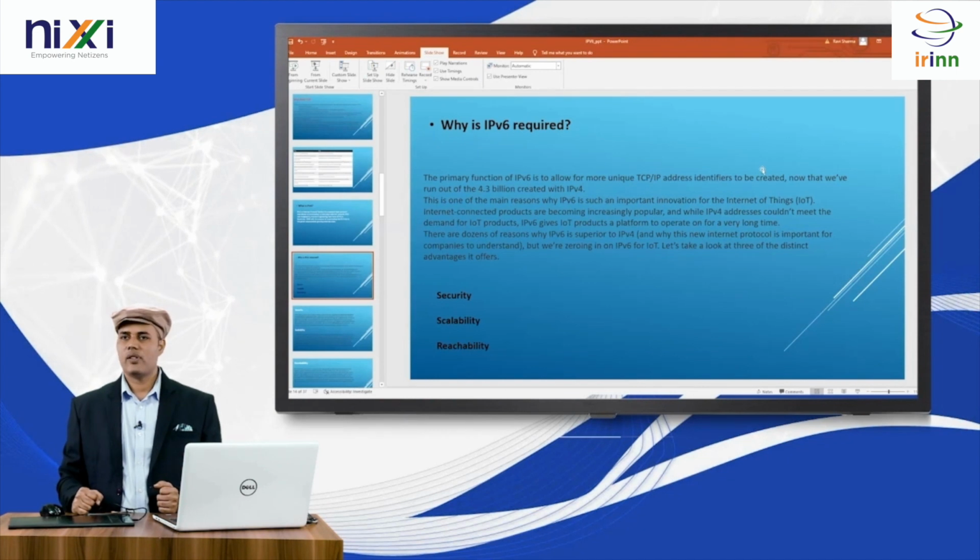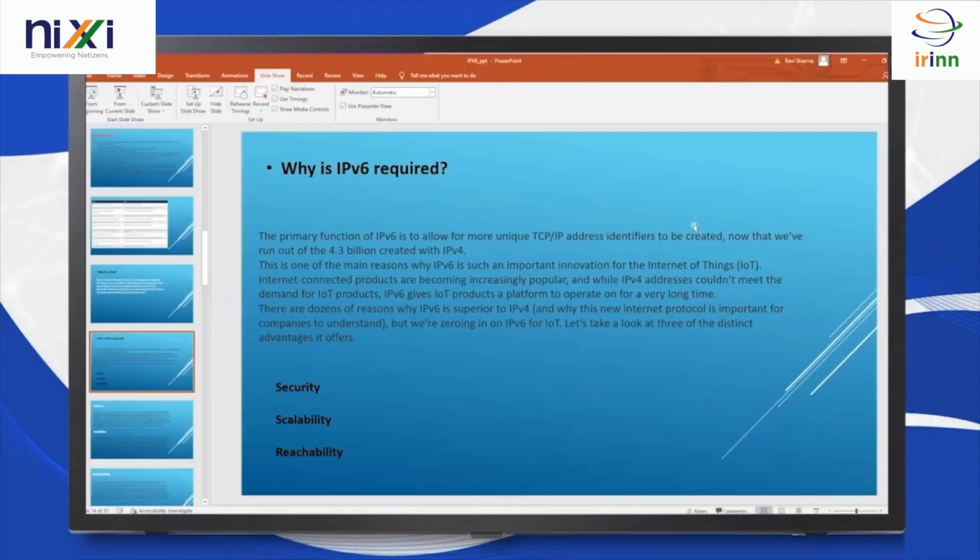Why is IPv6 required? Like I said, the primary function of IPv6 is to allow more unique TCP/IP address identifiers to be created now that we have run out of the 4.3 billion created with IPv4. This is one of the main reasons why IPv6 is such an important innovation for Internet of Things devices. Interconnected products are becoming increasingly popular, and while IPv4 addresses could not meet the demand of IoT products, IPv6 gives IoT products a platform to operate for a very long time.